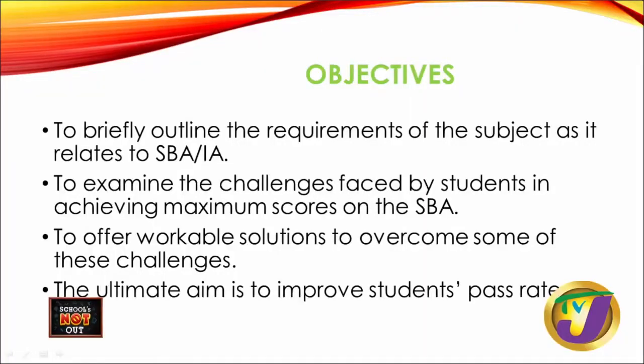So we are just going to be communicating the objectives for today. We are going to briefly outline the requirements of the subject as it relates to the SBA. We are going to examine some of the challenges that you face, some of those troubled areas, the areas that carry the most marks, that you don't get those marks, yes. We are also going to offer workable solutions to overcome some of these challenges. And the ultimate aim is to improve your pass rate, right? So we want to move you from your 3s and 2s into a 1, into a distinction. That's the aim, all right?